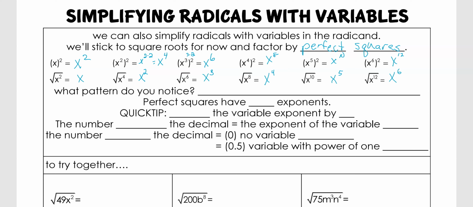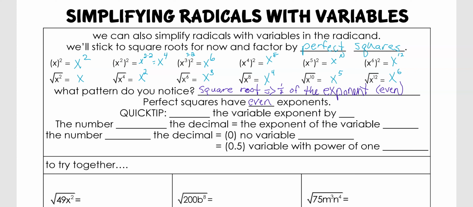So it asks you to think about, what patterns do you notice? Let's think about that. All right, so what we hope you noticed is that a square root means half of the exponent. So that works when you have an even exponent. Perfect squares always have even exponents.